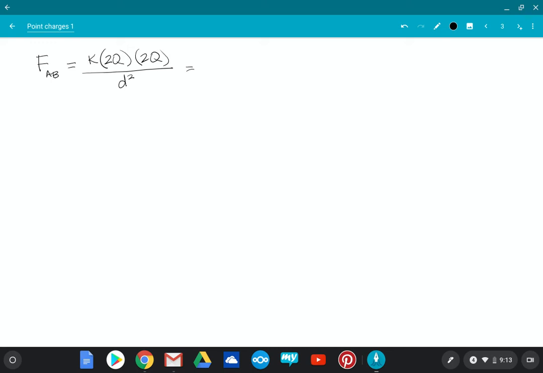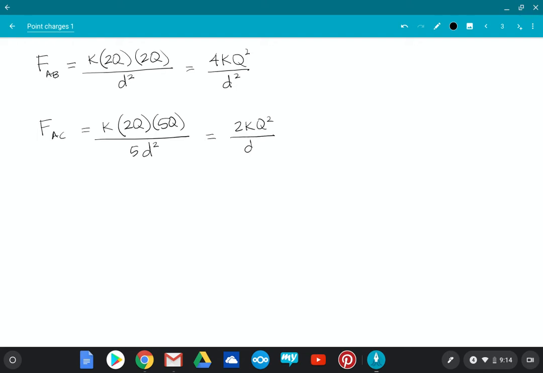So we end up with, for this guy here, 4kq squared over d squared. That's that magnitude I can now sub in. Force between A and C. So k, particle A still has magnitude 2q. Particle C has magnitude 5q. And then the distance between them is root 5d. So that's going to give me 5d squared when I square that distance. And here I'll be left with 2kq squared over d squared.